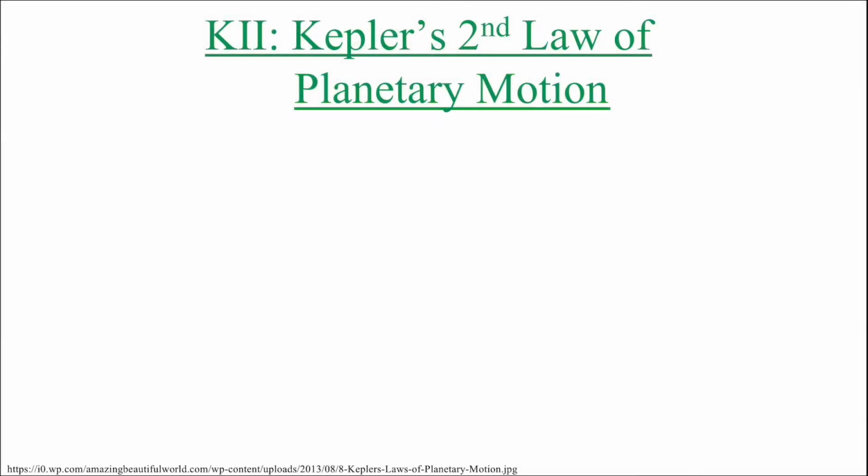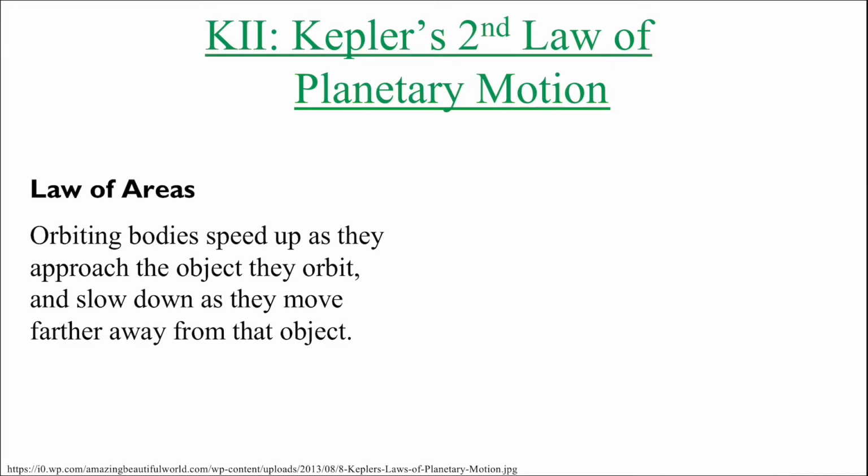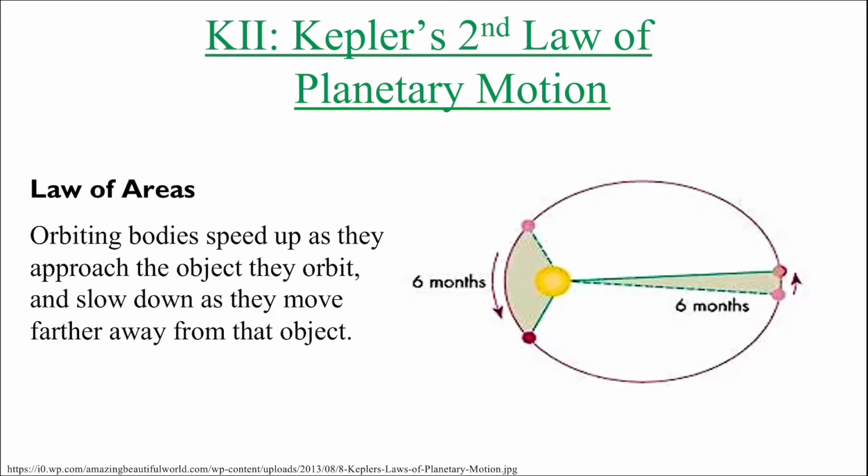Kepler's second law of planetary motion is the law of areas. It states that as a planet orbits its parent star, it will speed up on its approach to the star and slow down as it moves further away. This type of motion implies that when a planet is near its parent star, it is moving at a much higher velocity, and it will sweep out a certain amount of area in its orbit.